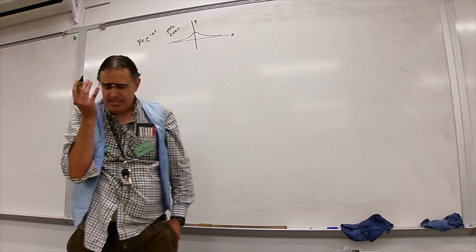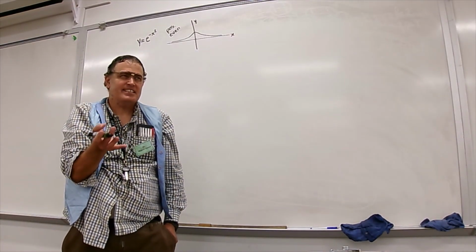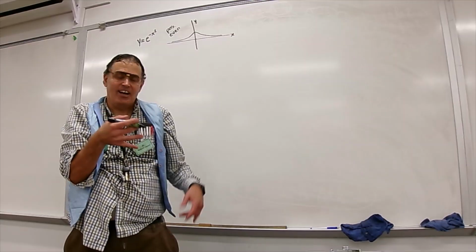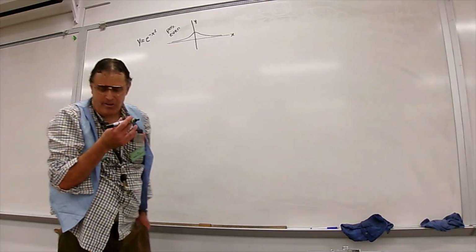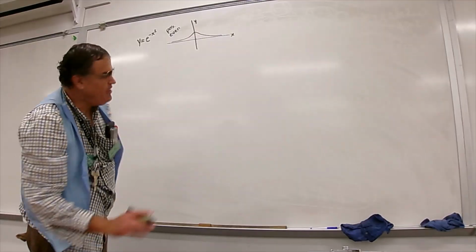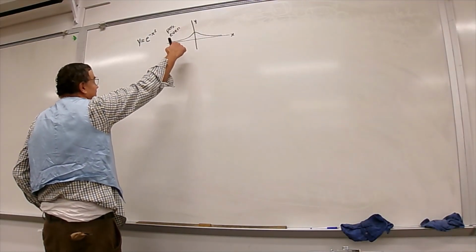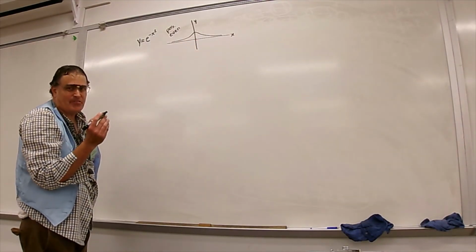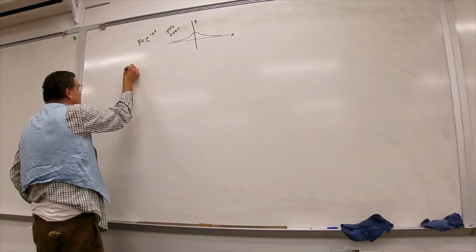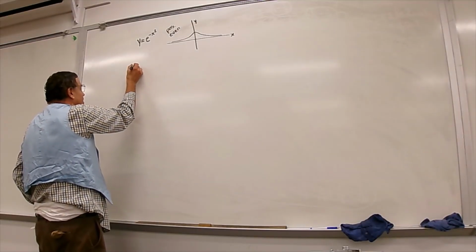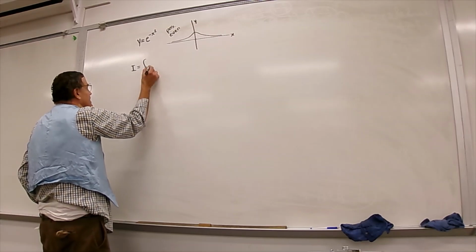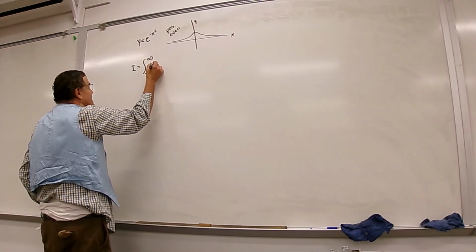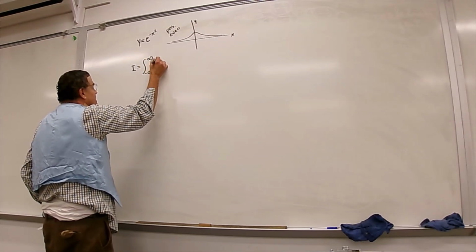This is used in statistics, physics, and other STEM places. And what we're interested in doing is finding the area under that curve. So the area under that curve can be gotten by an integral from negative infinity to infinity of e to the negative x squared dx.